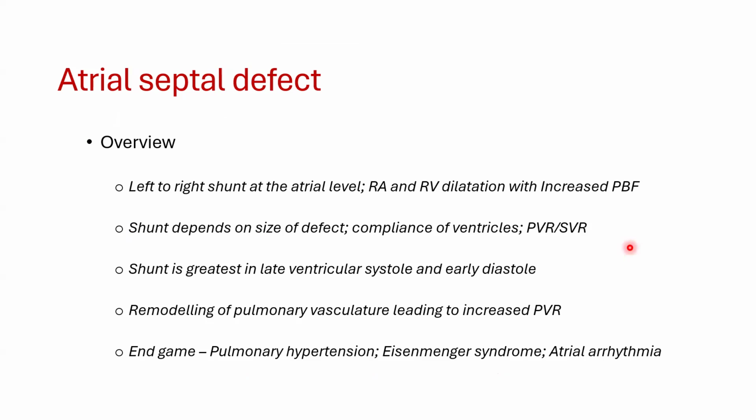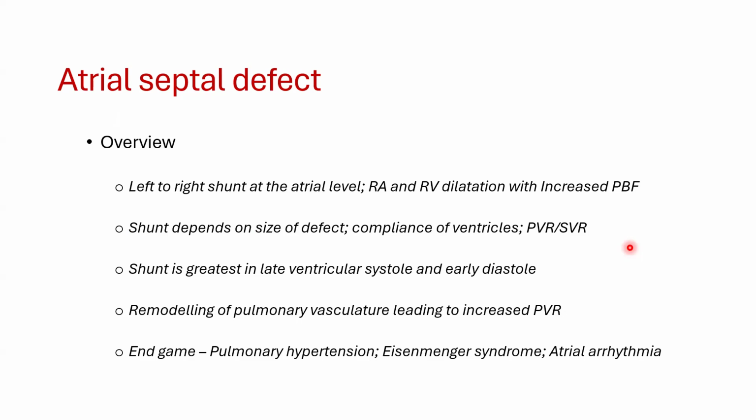Now, the shunting of blood from the left atrium to the right atrium is dependent on the size of the atrial septal defect, the compliance of the ventricles, and the difference between the pulmonary vascular resistance and the systemic vascular resistance. So if your pulmonary vascular resistance is more than your systemic vascular resistance, then it means that the pressure on the right side is more than on the left, and therefore that will limit the left-right heart shunt.